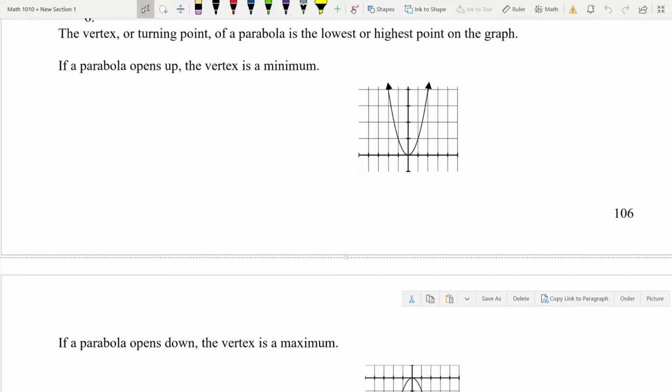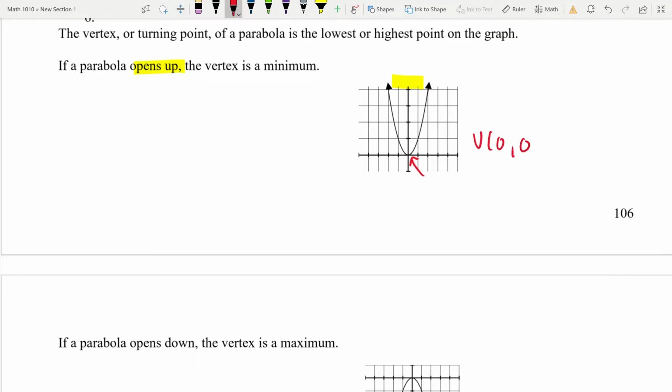I used to be a little bit confused on this, you guys, with the whole opens up thing. If the opening is upward, then that's a parabola that opens up, and your vertex is right there, and that is a low point. So you would say my vertex is 0, 0, and that is a minimum. It's a low point, so it's a minimum.